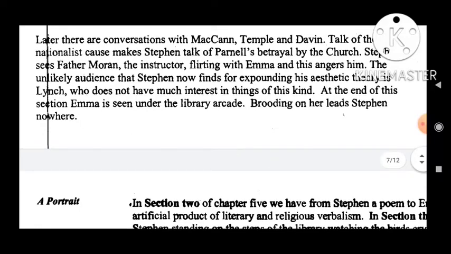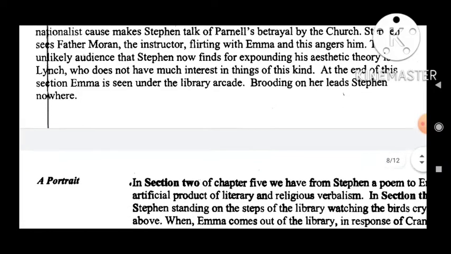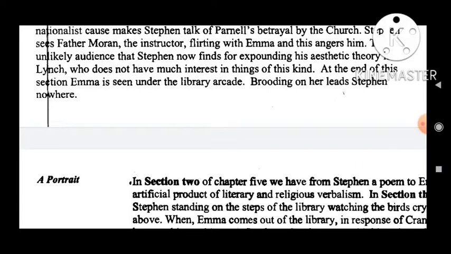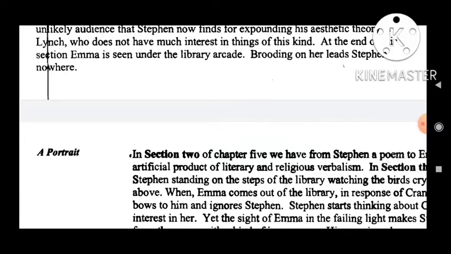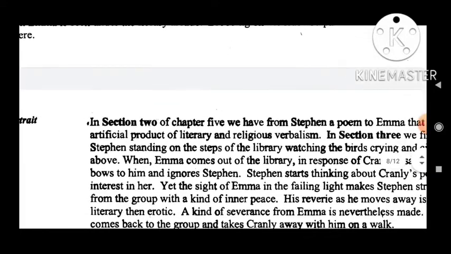The unlikely audience that Stephen now finds for expounding his aesthetic theory is Lynch, who does not have much interest in things of this kind. At the end of this section, Emma is seen under the library arcade, brooding on her leads, Stephen now nowhere.